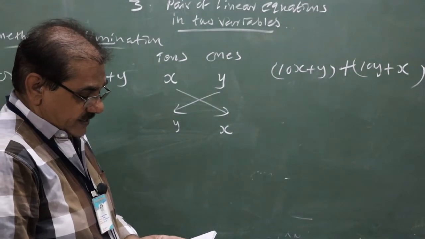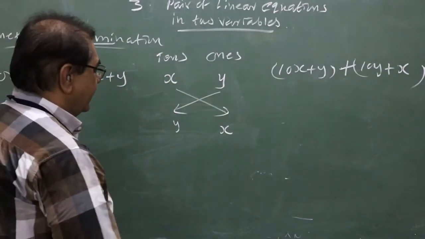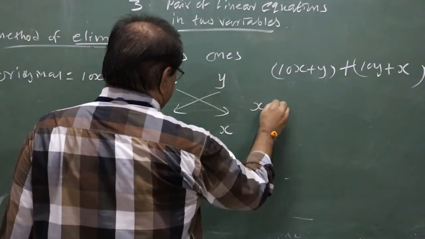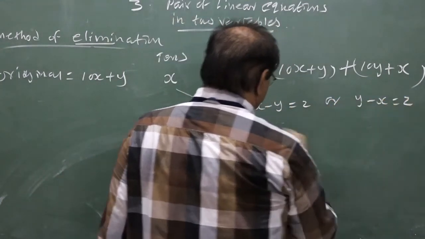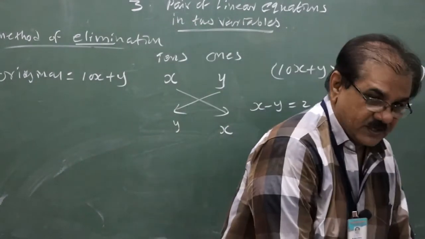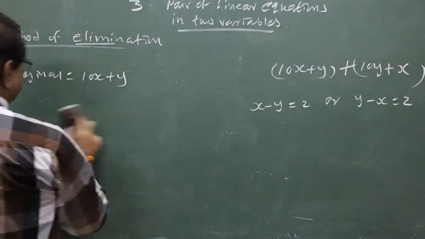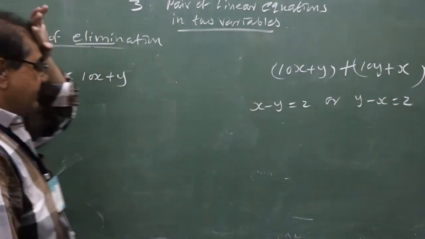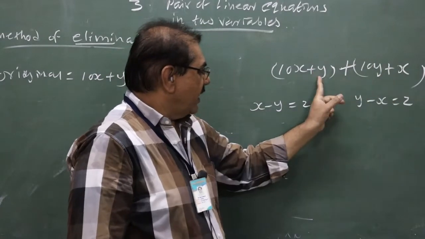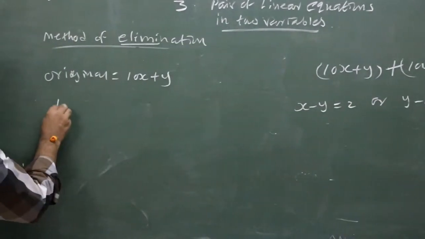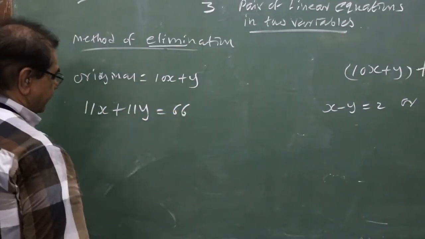And the second thing, the digits of the number differ by 2. There is a difference of 2 between x and y. So you can write it two ways. x minus y is equal to 2, or you can say y minus x is also equal to 2. Because which one is greater, which one is smaller, we don't know. Okay? So now let us go for it. I simplify this first. 10x plus 1x, 11x. y plus 10y, 11y. So 11x plus 11y is equal to 66. 11 common.